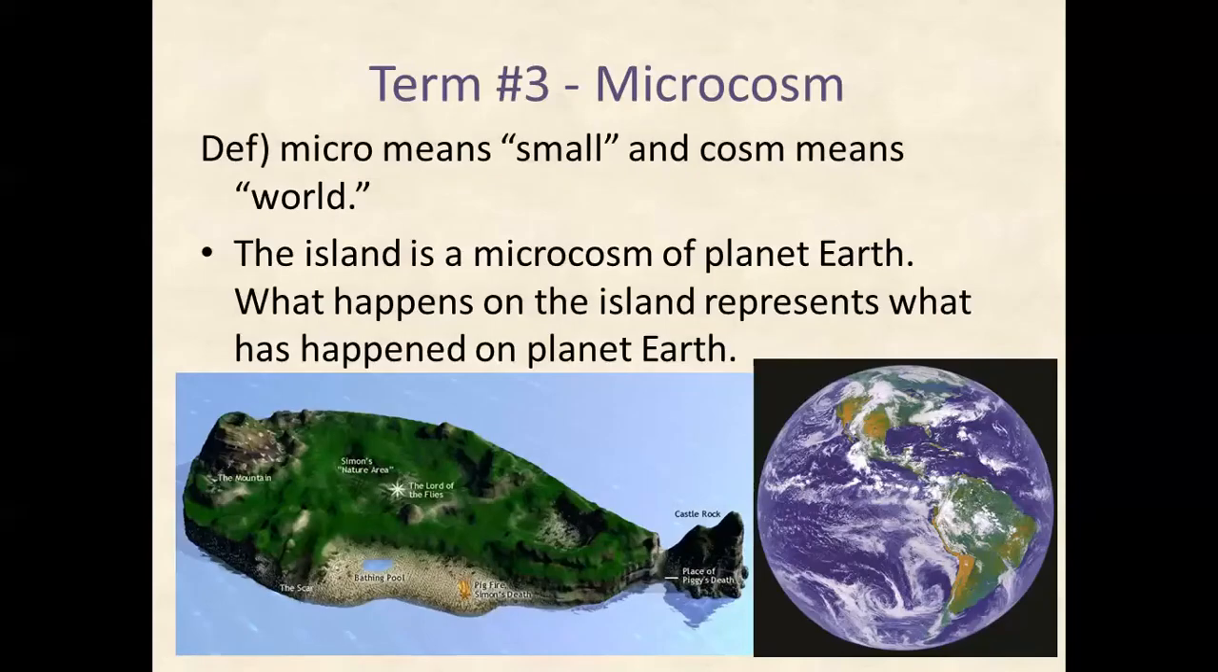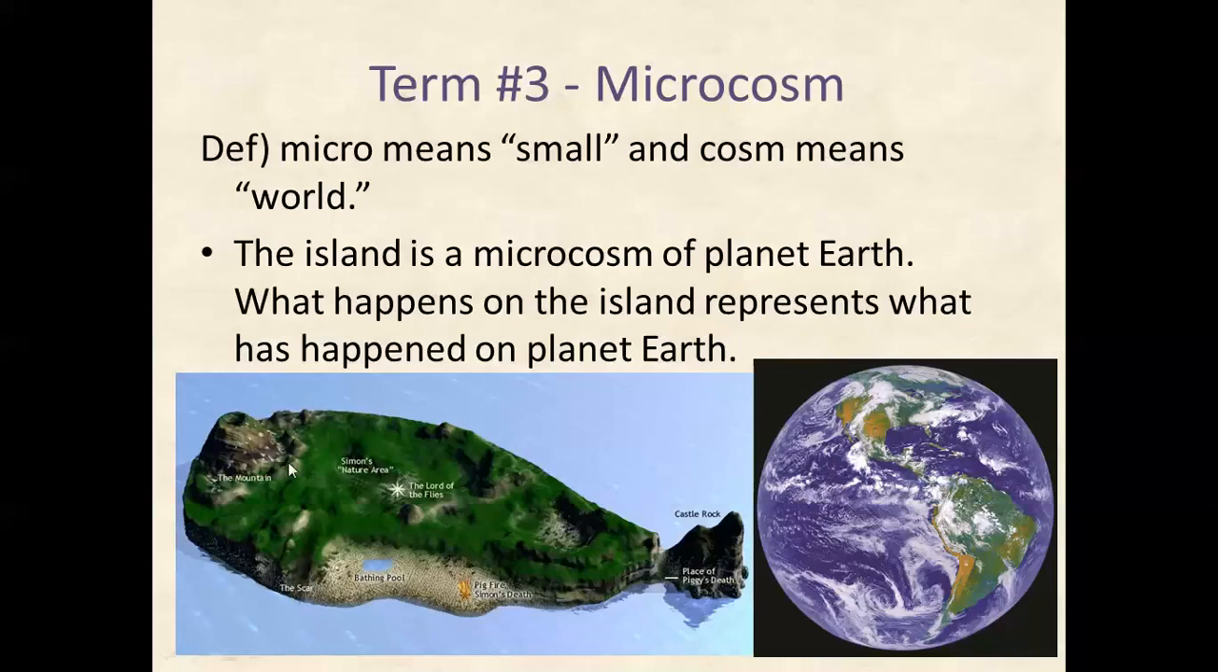There's another wonderful term associated with this book called microcosm. When you break down the word microcosm, micro means small, and cosm, the same word that gives us cosmos, means world. So you look at the island itself, all right? The island is supposed to be a microcosm of planet Earth. What that means is what happens on the island represents what has happened on planet Earth.